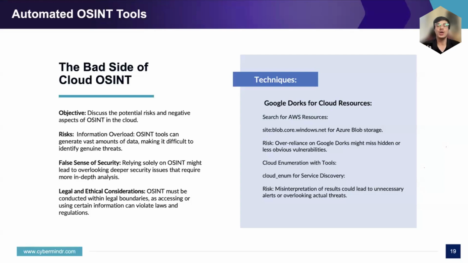Like if you try to dump data out of an S3 bucket or a storage, you are basically not doing a passive recon. You are actively trying to dump data which you might not be authorized to, right? So you can definitely have legal implications here.